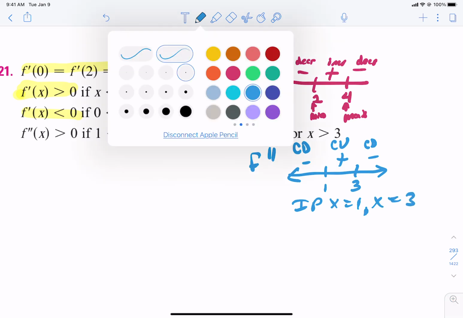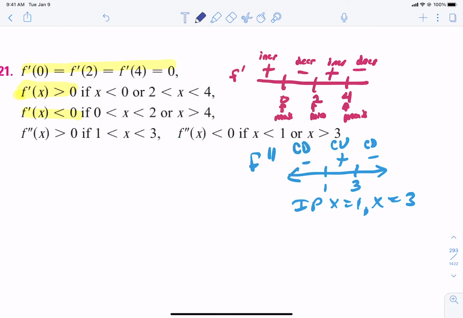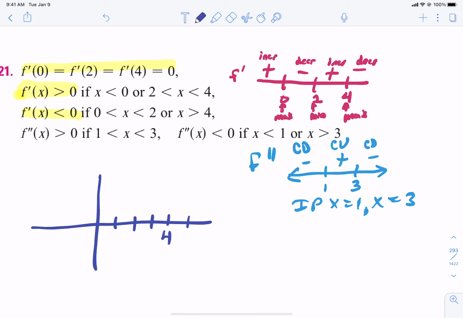Okay. Now let's go ahead and put this onto a chart. Now there are so many different placements of the graph, but this will definitely at least get us started. Okay. So we have a local max at 0, a local min at 2, a local max at 4. Okay. What else do we have?